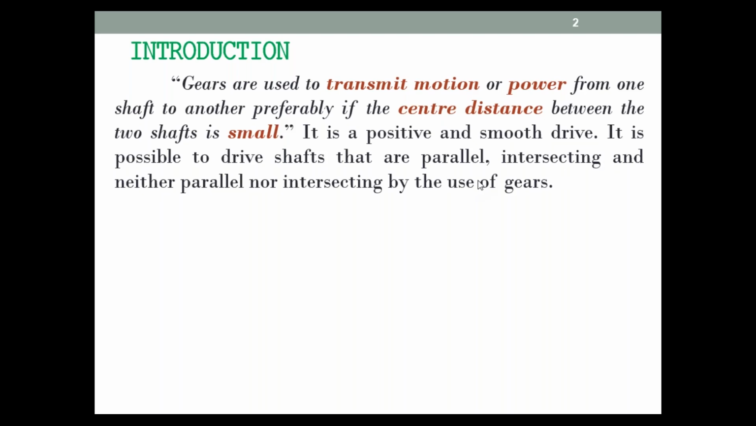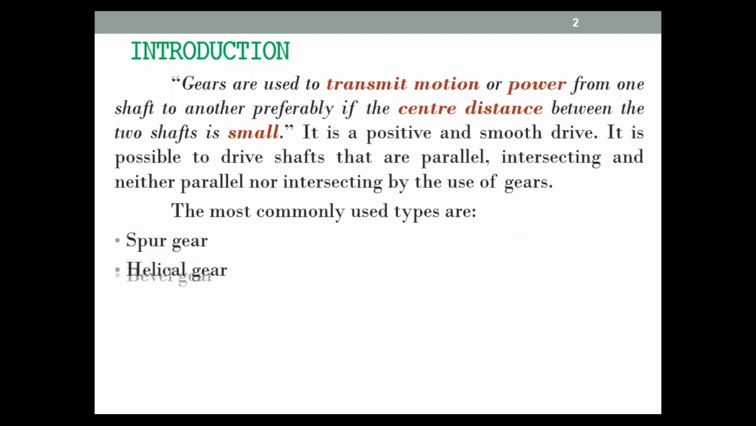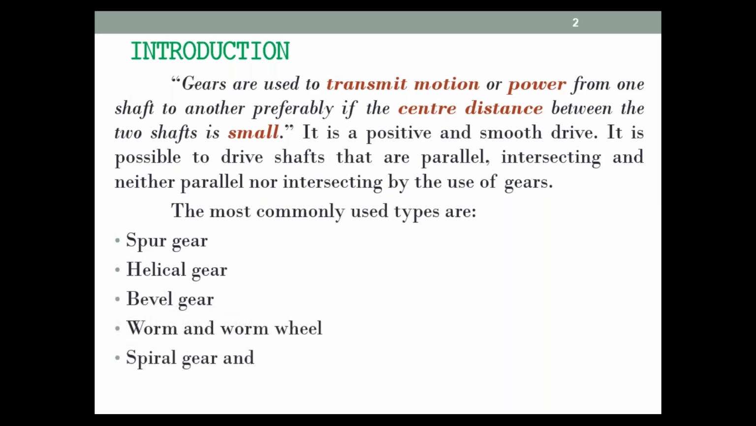It is possible to drive shafts that are parallel, intersecting, and neither parallel nor intersecting by the use of gears. The most commonly used types are spur gear, helical gear, bevel gear, worm and worm wheel, spiral gear, and rack and pinion. These are the commonly used types of gears.